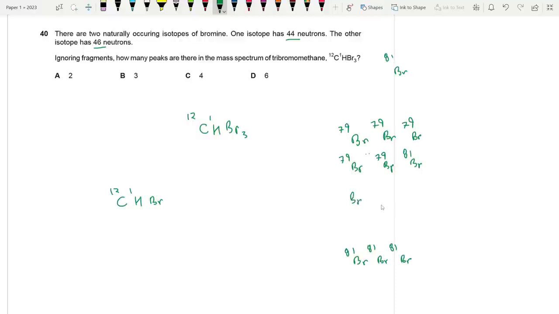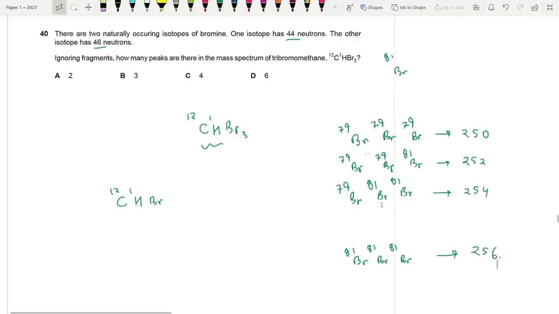Then what do we have? One Br 79 but two Br 81s. Because this part is fixed, right? 12 plus 1, which is 13, plus 79 plus 79 plus 79 gives you a mass of 250 over here. This will have a mass of 252. This will have a mass of 254. And this will have a mass of 256. So excluding fragments, these are the main compounds that are possible. So there are a total of 4. No more than this, okay?